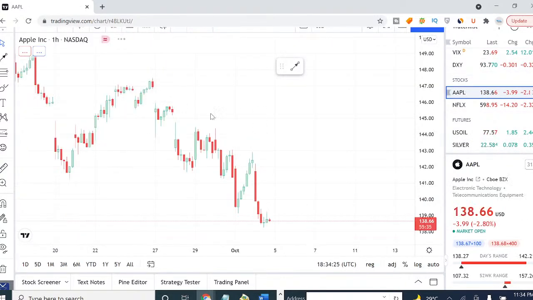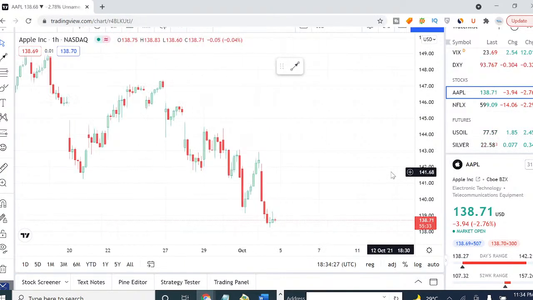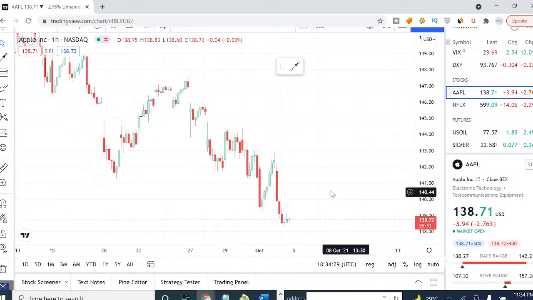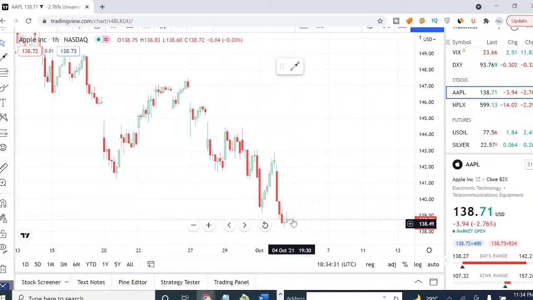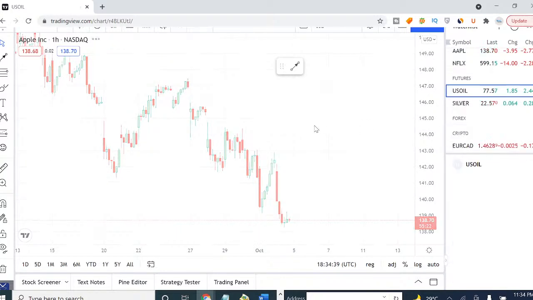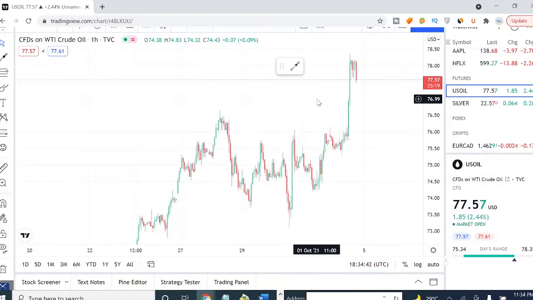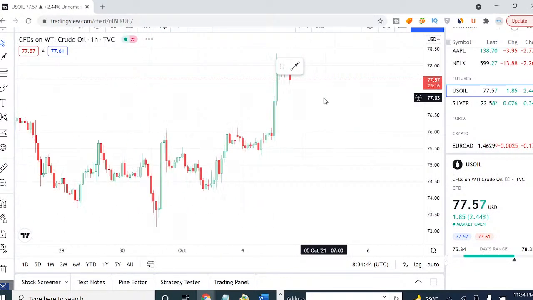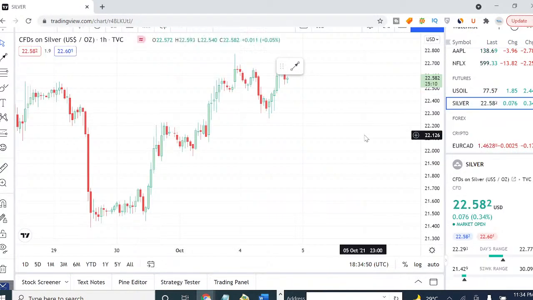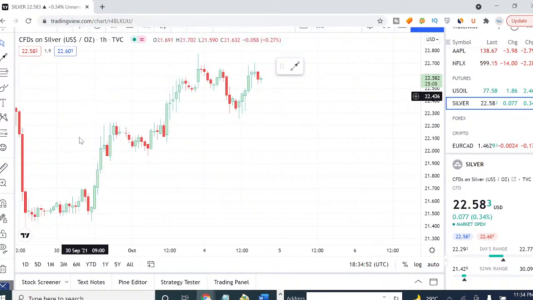Apple. Okay, if you talk about Apple, right now it's still in the bearish zones, but I'm expecting that it will again make a little bit of upward momentum and then it will go back down again. USOIL, very unpredictable, very unpredictable. Look at this thing. The oil prices moved so much higher, but still it's not a good time to trade that one, so leave it.